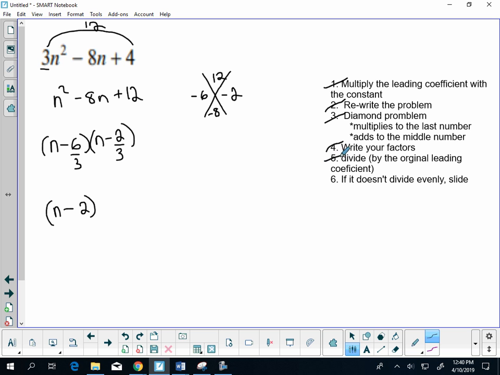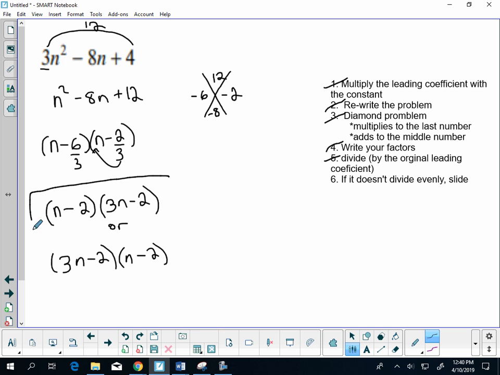So we finally get to do step number 6. If it doesn't divide evenly, we're going to slide it. So we're going to take that 3 and we're going to slide it in front. So that becomes 3n minus 2. If you wrote it as 3n minus 2 times n minus 2, that would be correct as well. Either one of those is good.